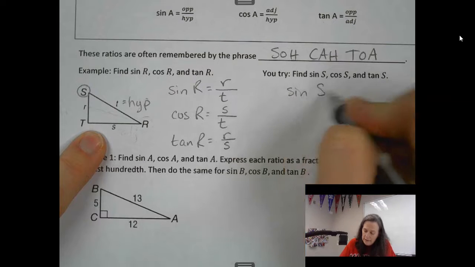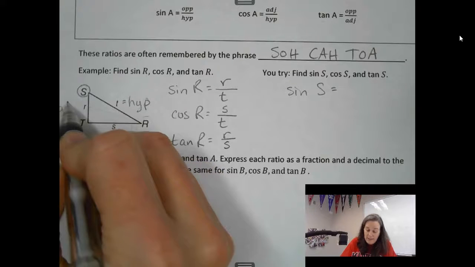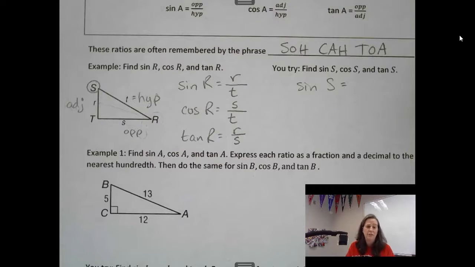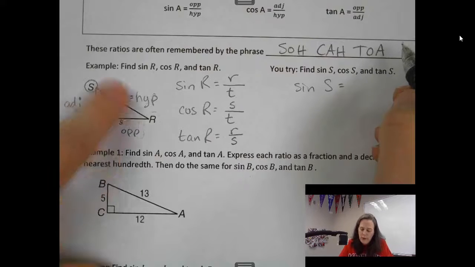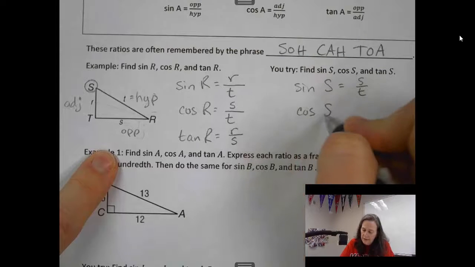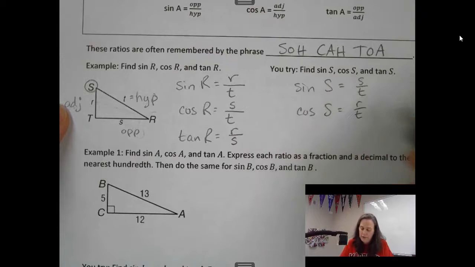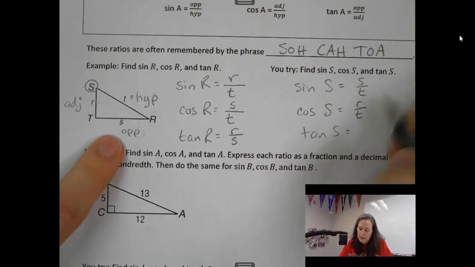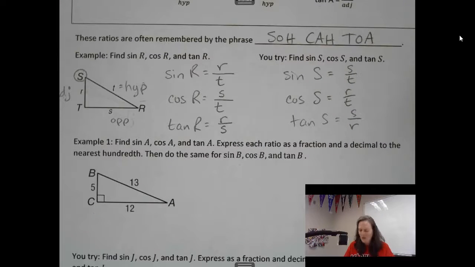Sine of S. So this side is opposite. This side is adjacent. And there are only three sides in a triangle. So there's going to be lots of relationships here that you notice. The sine of S, so opposite over hypotenuse, so S over T. Cosine of S, so adjacent over hypotenuse. And then the tangent of S is opposite over adjacent. Okay. Hopefully that's exactly what you got.